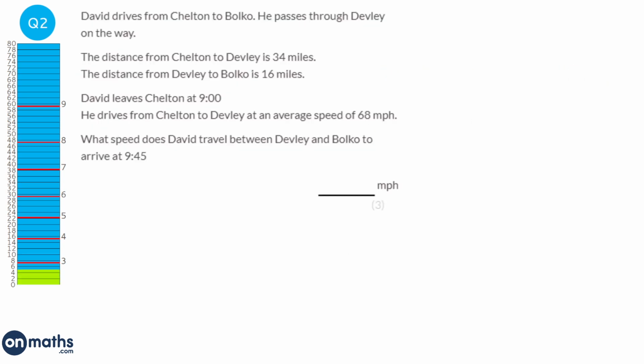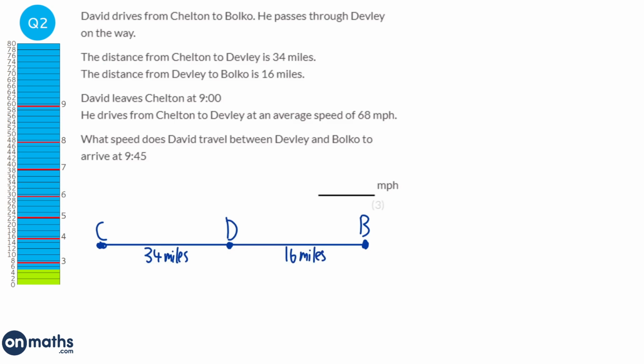There's an awful lot going on in this question. Whenever there's an awful lot going on, it's always best to draw a diagram. So we're going to start off at Chelton, which is a C. Then we go to Bolko, that's where we're going, and we go through Devley on the way, so we'll do D there. The distance from Chelton to Devley is 34 miles. The distance from Devley to Bolko is 16 miles. I'm just reading through the question, adding it to my diagram.